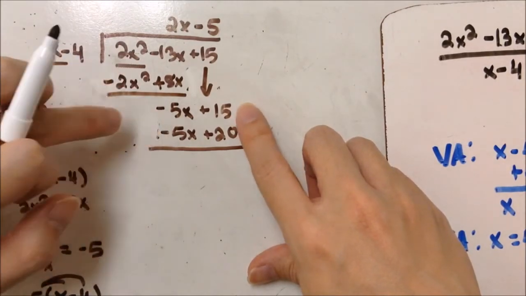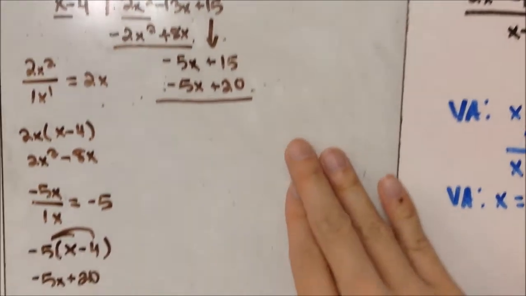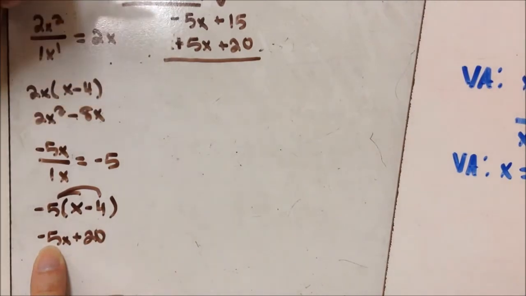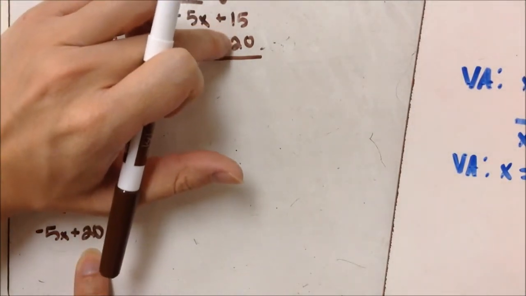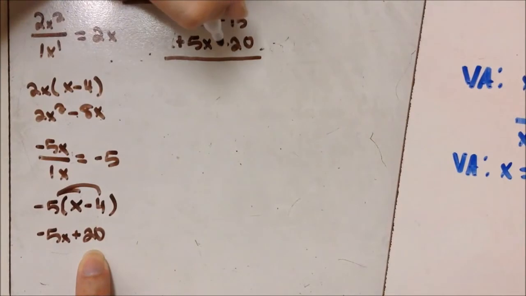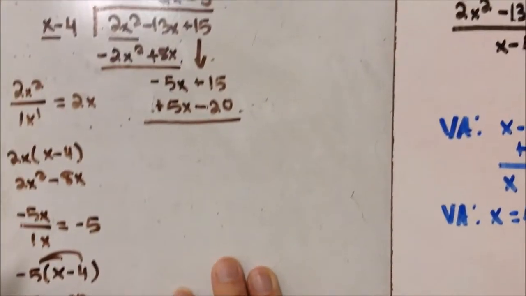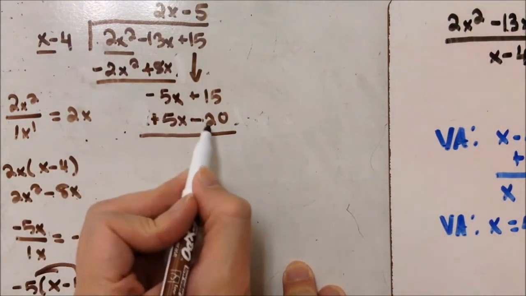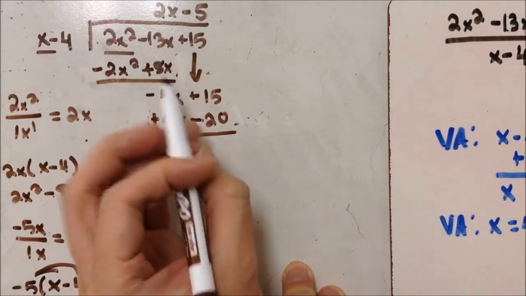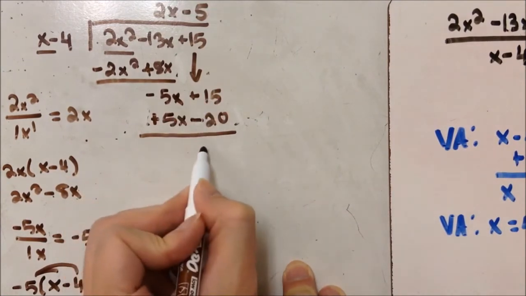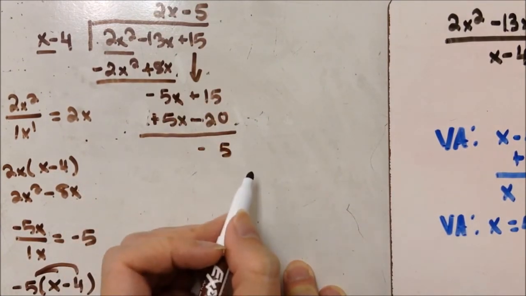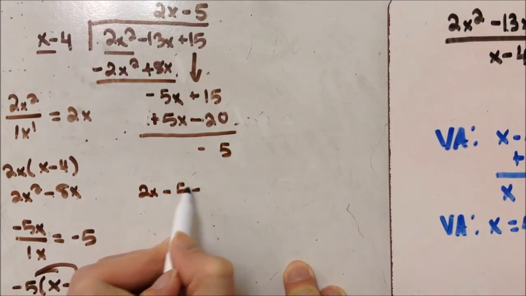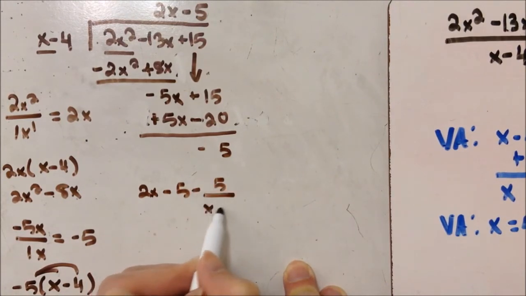But before I do anything else, we have to change the opposite signs. So since that's negative, this will become positive. Since that's positive, that becomes negative. So, no parentheses, that's good. Opposite signs, alright. So, these two will cancel out. Positive 15 minus 20 will be negative 5. So, our remainder is negative 5. 2x minus 5 minus 5 over x minus 4.